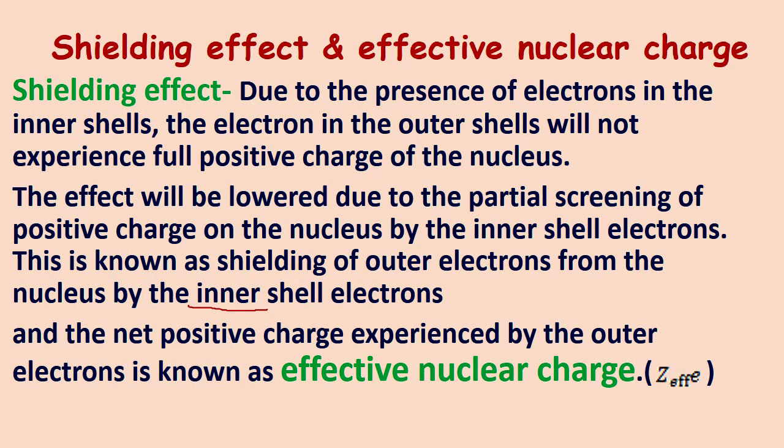Due to the presence of electrons in the inner shells, the electrons in the outer shells will not experience the full positive charge of the nucleus. The effect will be lowered due to the partial screening of the positive charge on the nucleus by the inner shell electrons. This is known as shielding of outer electrons from the nucleus by the inner shell electrons, and the net positive charge experienced by the outer electrons is known as effective nuclear charge. Effective nuclear charge is always less than the nuclear charge of the atom.